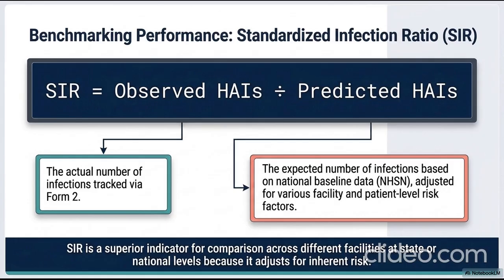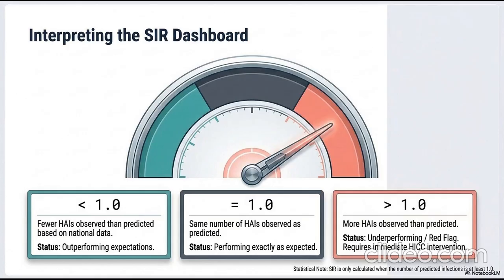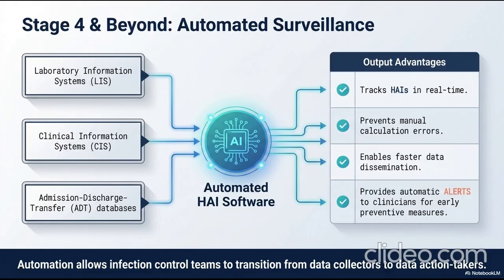Slide 15. Stage 4 and beyond. Automated surveillance. Finally, we look toward automated surveillance. By integrating laboratory information systems and clinical information systems, automated software can track HAIs in real time. This prevents manual calculation errors, enables faster dissemination, and provides automatic alerts to clinicians. Automation allows us to transition from being mere data collectors to being data action takers.